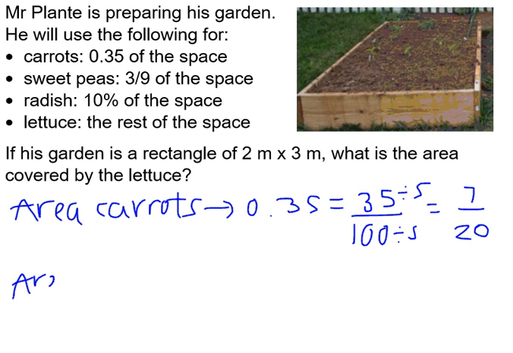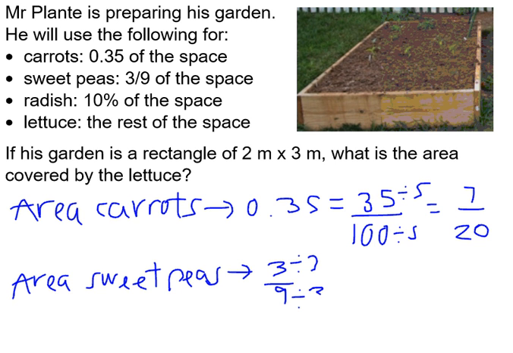Let's look at the area for the sweet peas. It's 3/9. So this one is already a fraction, but we can simplify it because if you look at it, we can divide by 3 up and down. So on the top, we get 1 over 3.